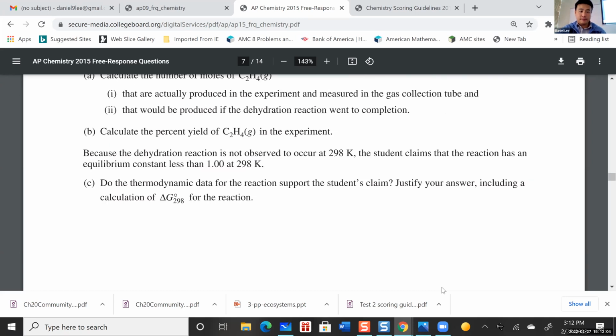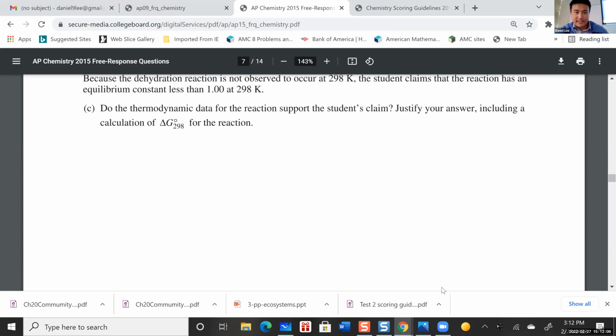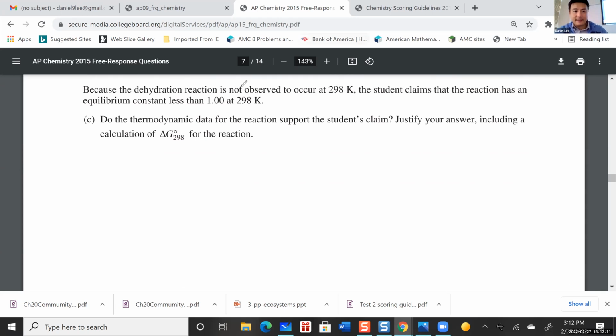Now we go into thermodynamics. So the question is, because the dehydration is not observed at this temperature, the student is saying that the reaction is not spontaneous, and you have to prove it to him using the thermodynamic data, that will be delta H, delta S, and delta G. Does that support the student's claim?